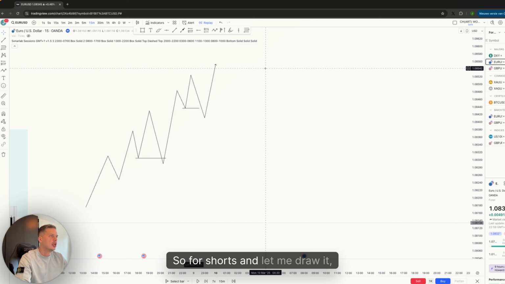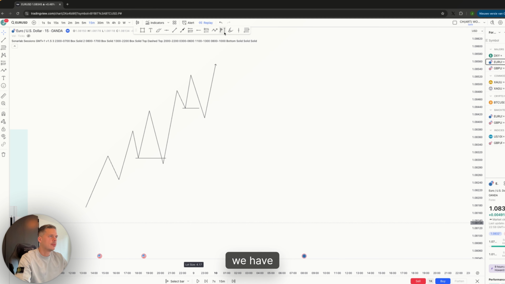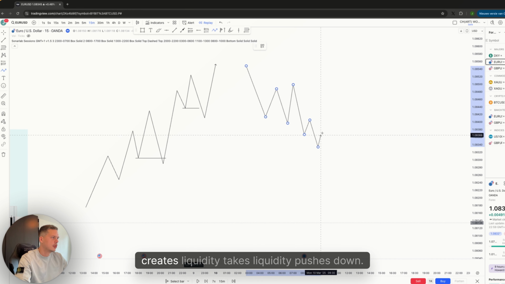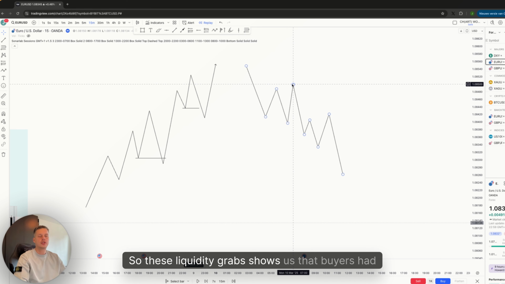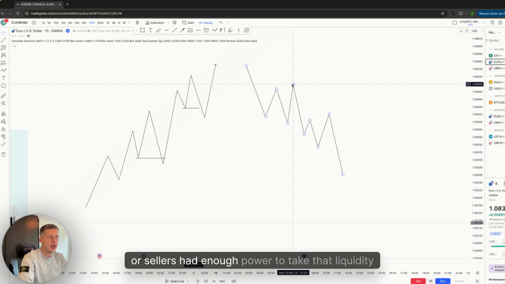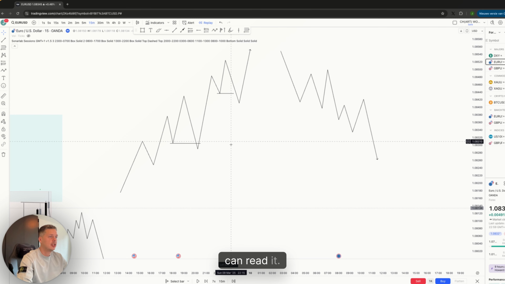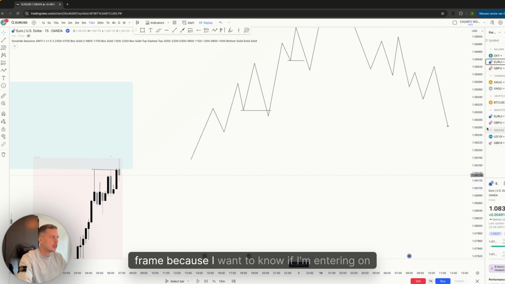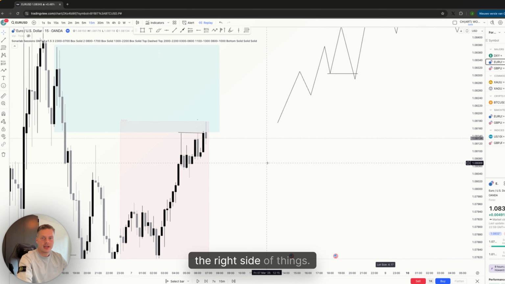So for shorts, and let me draw it, we have price stepping down, price grabs liquidity, pushes down, creates liquidity, takes liquidity, pushes down. So these liquidity grabs show us that sellers had enough power to take that liquidity and push down all the way through. So this is very interesting to understand, and you can read it. I usually use it on the 5-minute and 1 minute time frame because I want to know if I'm entering on the right side of things.